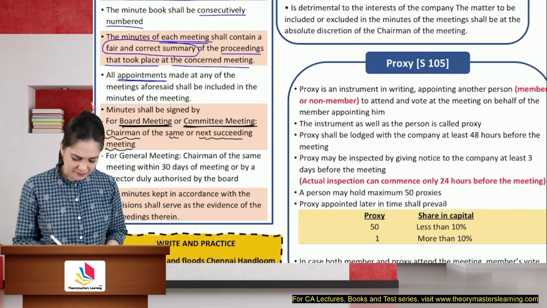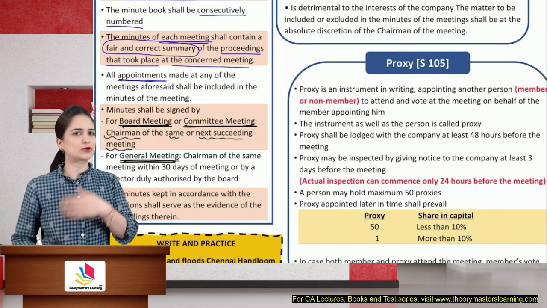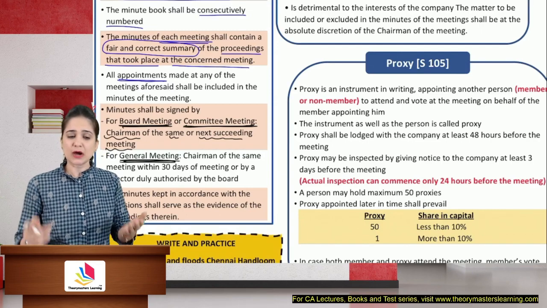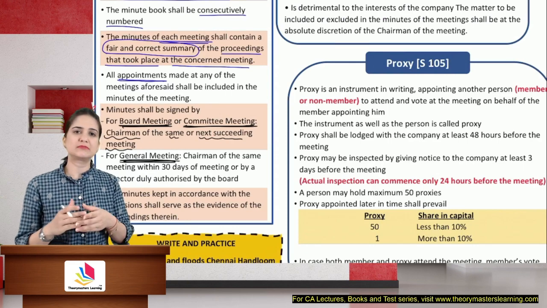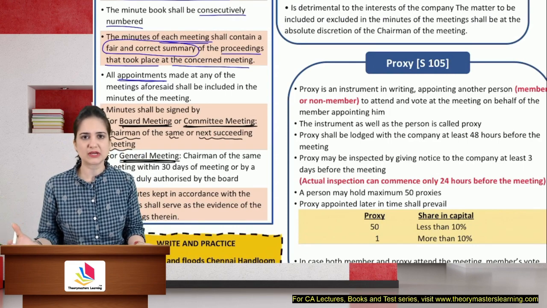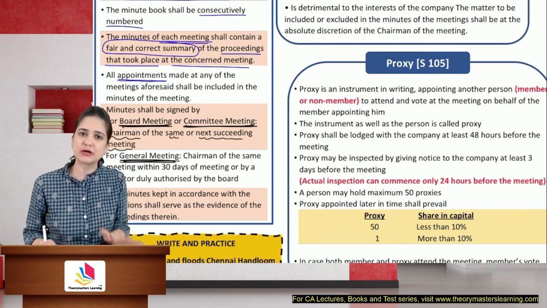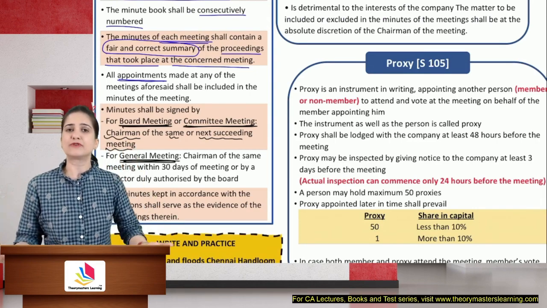But what if you have conducted a general meeting, like an extraordinary general meeting or an annual general meeting? Now, an extraordinary general meeting is conducted as and when required. You don't know when you are going to meet for the next extraordinary meeting. An annual general meeting is held just once in a year. Now you cannot wait for a year, or for the next meeting, for the minutes to be signed.